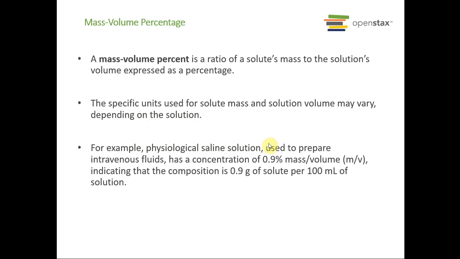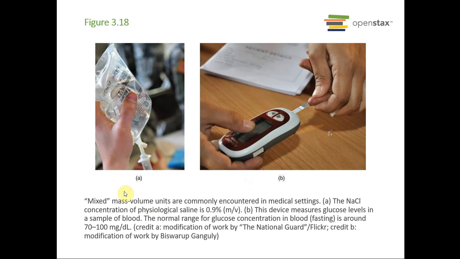The specific units used for solute mass and solution volume may vary depending on the solution. For example, physiological saline solution used to prepare intravenous fluids has a concentration of 0.9% mass per volume, indicating that it has 0.9 grams of solute per 100 milliliters of solution. Mixed mass volume units are commonly encountered in the medical setting. The sodium chloride solution is 0.9% mass per volume, and this device measures glucose levels in blood. The normal range is around 70 to 100 milligrams per deciliter.